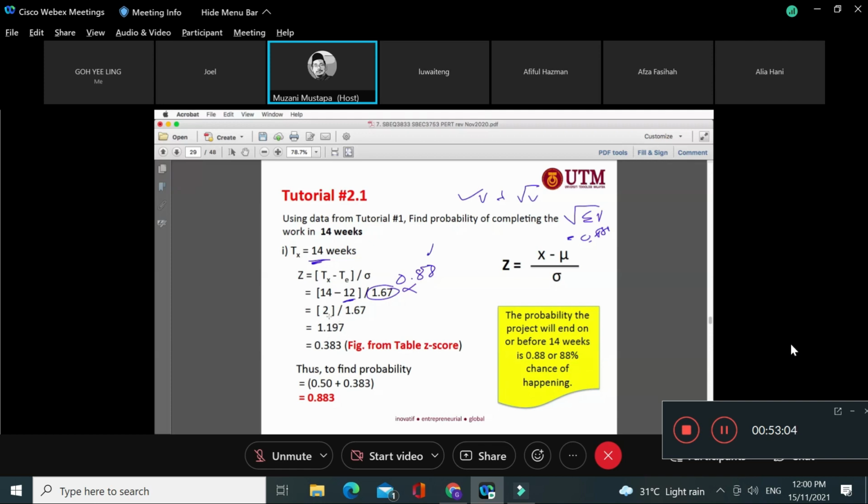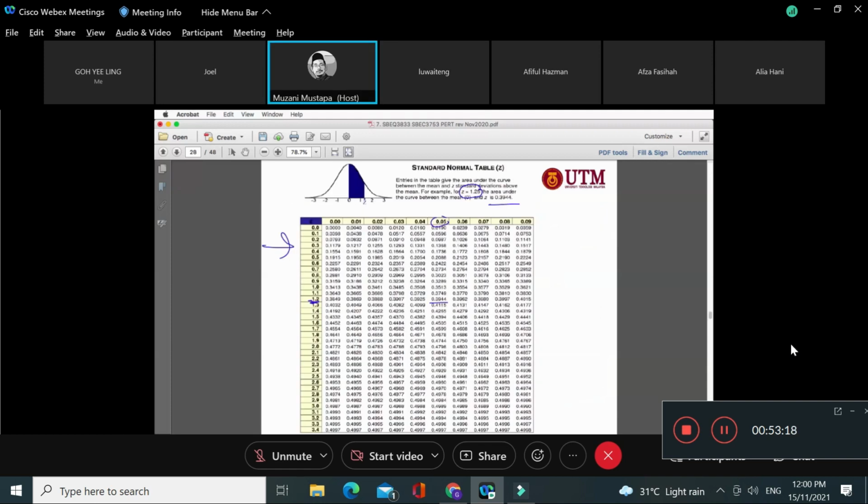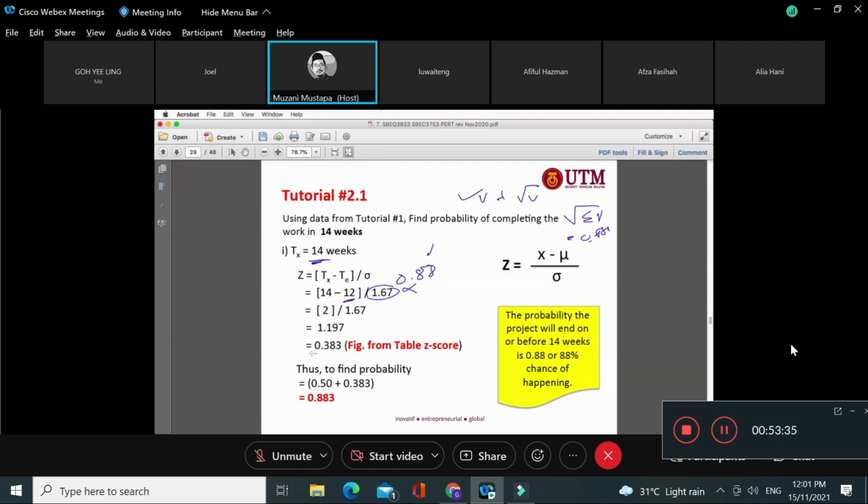Okay, so 14 minus 12 is 2, divided by 1.67, so you got 1.197. So 1.197, you refer back to this one. 97 is not there, so this is the maximum number you can get. So 1.197, you got 0.3830. Okay, 0.383. So this is the figure from the Z score table.